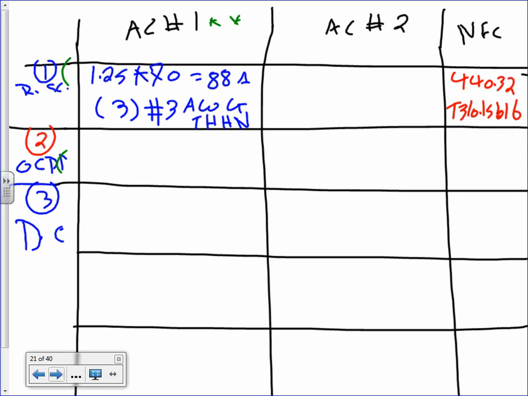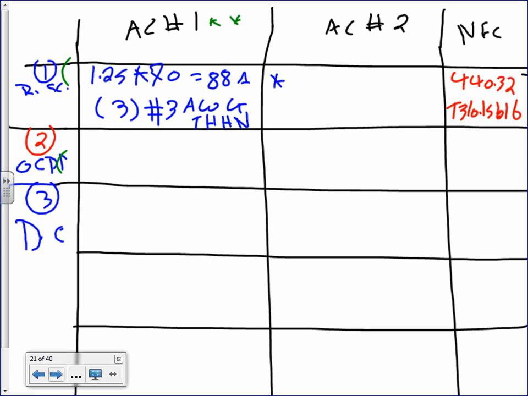Why number 3? Because when you go there, it's 88 amps, less than 100, so you don't go to the 60 column. These are three-phase equipment. The lugs are always rated for 75. You default to the 75. When you size three-phase equipment, guys, what's your default in the table? 75.